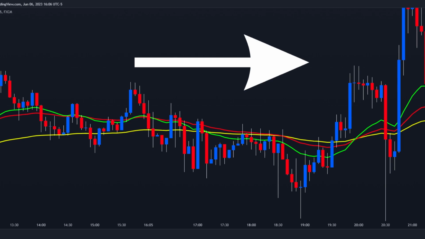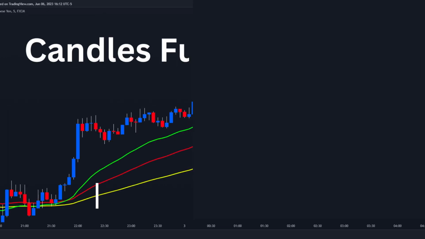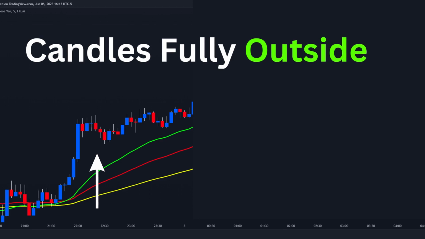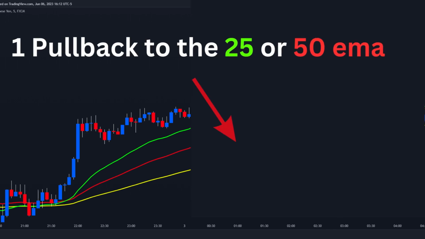The position of the candles is also important. You want to find a setup where the candles are fully outside of the 25 EMA like this. So once you've identified the setup, the next step is finding our entry signal. Our entry signal will be when the price makes a pullback and closes below the 25 or 50 EMA.